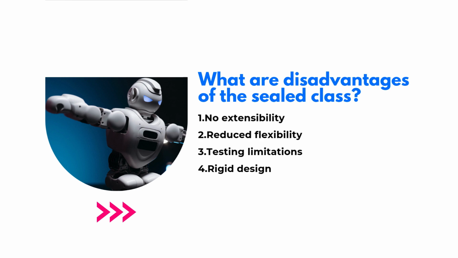What are the disadvantages of the sealed class? No extensibility. A sealed class cannot be inherited, limiting reuse and customization. Reduced flexibility. You cannot override or modify behavior through subclassing. Testing limitations. Makes mocking or extending the class harder in unit tests. Rigid design. Future changes may require modifying the sealed class directly instead of extending it.